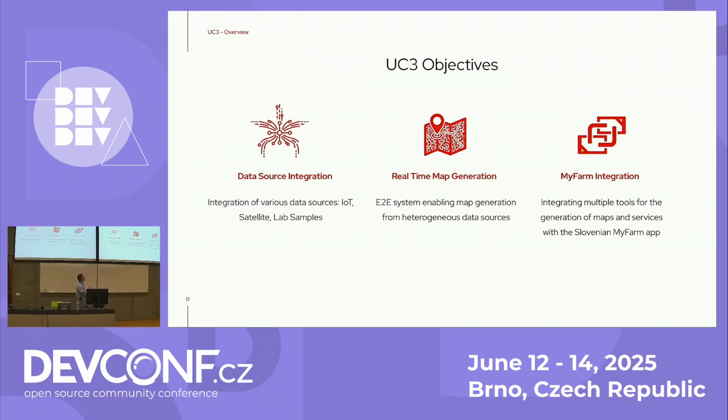So to support this, we have 3 objectives. The first is to integrate all the data sources that are coming in. So we have a lot of different data sources like external weather systems, IoT devices that are actually in the fields, satellite imagery, lab samples. And all this data is going to feed into being able to generate the maps.